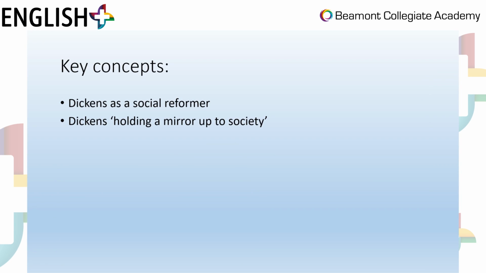So just some key concepts to wrap up. Always remember Dickens as a social reformer. You are looking at Dickens' craft, the author's craft, and the whole purpose of this novella was that he's a social reformer. He wanted change. And I think the phrase of him holding a mirror up to society will just help you when you're analytically writing about A Christmas Carol to maintain that sense of purpose.